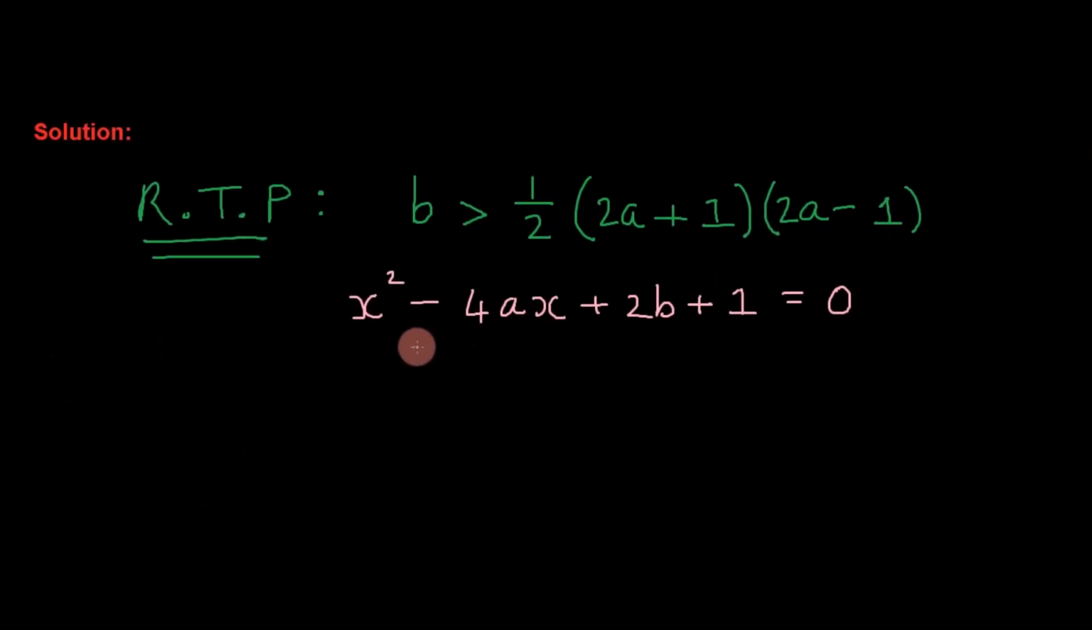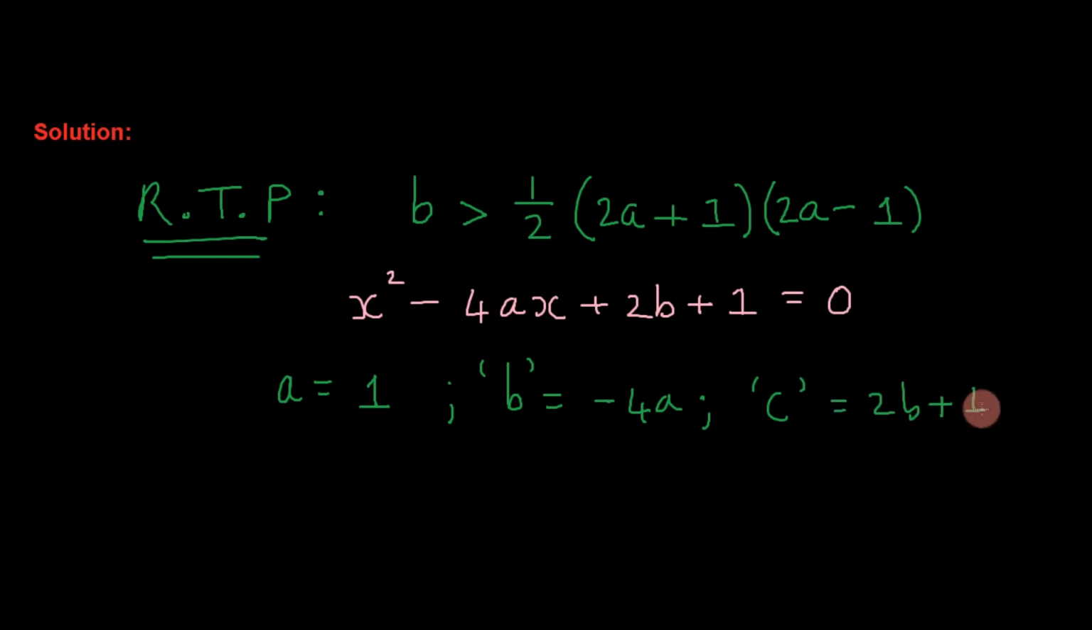Firstly, the equation is in standard quadratic form. So we can write down the values of a, b, and c. So a is the x squared coefficient, which is 1. B is the x coefficient, so negative 4a. And c is the constant, which is 2b plus 1.